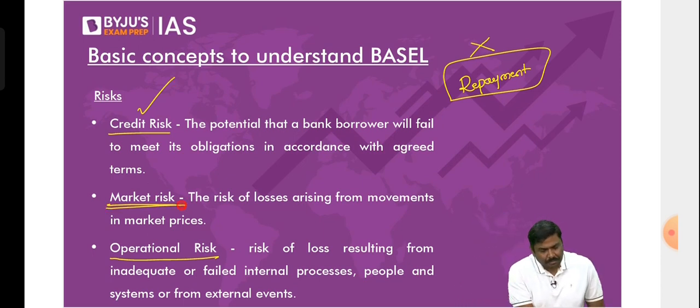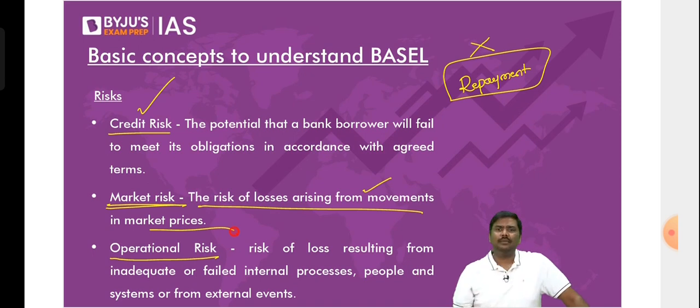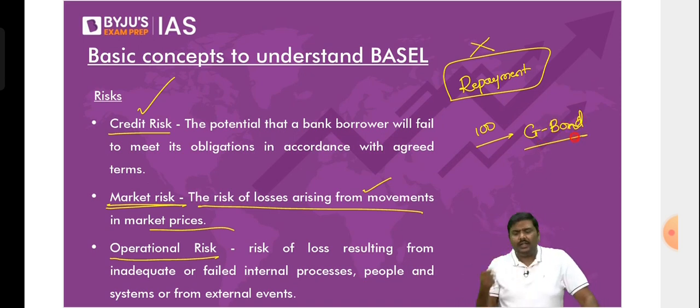Second one, market risk. The risk that will lead to losses arising from the movement in market prices. So what do you mean by this? Let me give a very, very simple example. Imagine, just apply to yourself, then you can apply to a bank. Follow this very carefully. Imagine you invested 100 rupee and purchased the government bond.